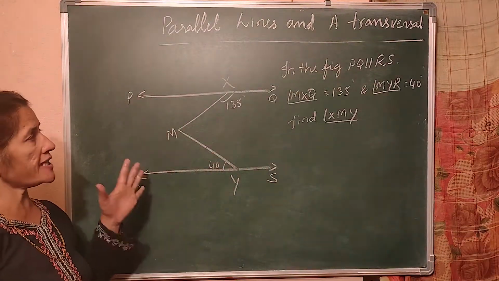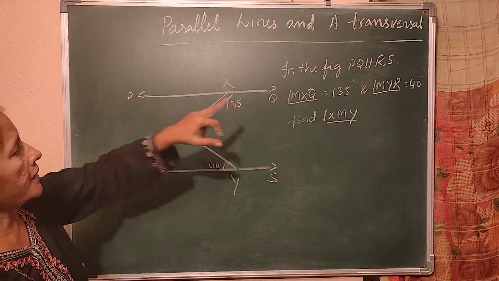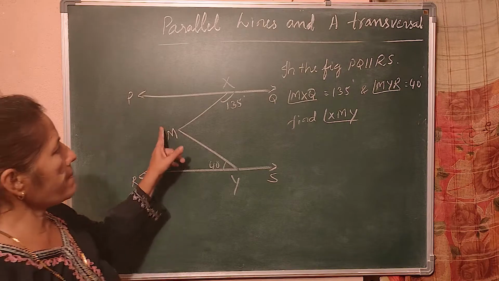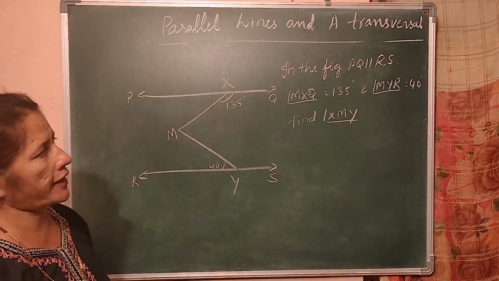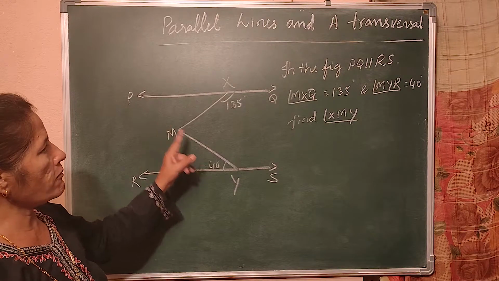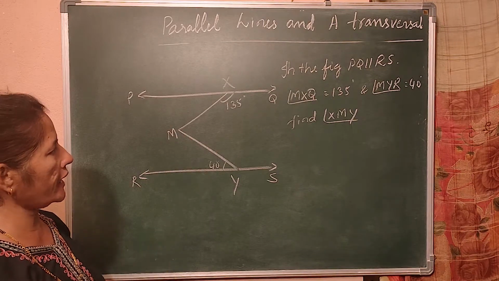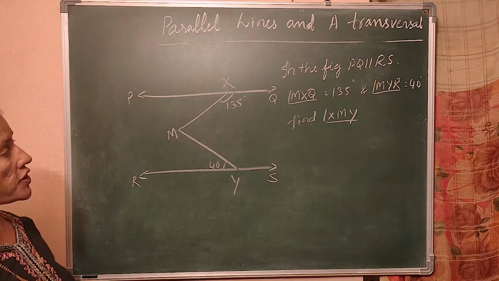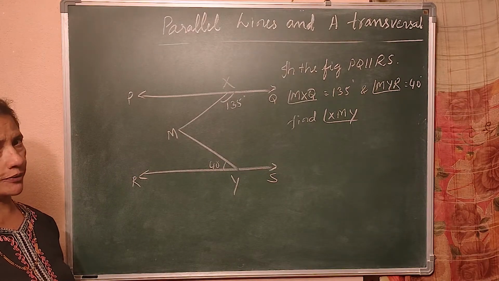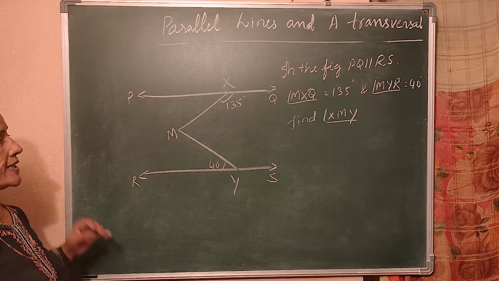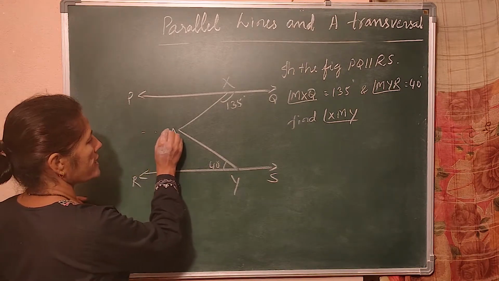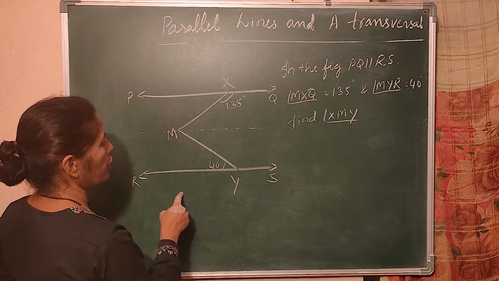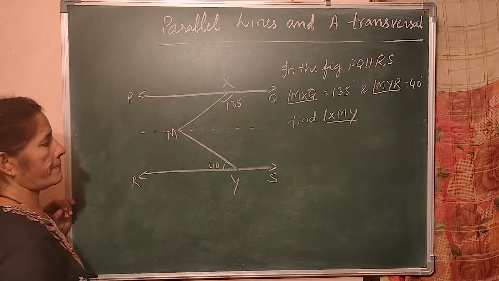Now the first question is like this. In the figure, PQ is parallel to RS, angle MXQ is equal to 135 degrees, angle MYR is equal to 40 degrees, find XMY. As such, I think you are not able to find it out, so you have to do one construction. How can you do the construction? Draw one line parallel to PQ or parallel to RS through M.